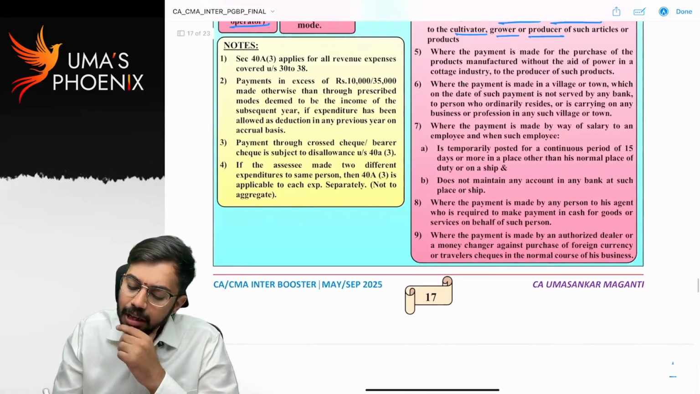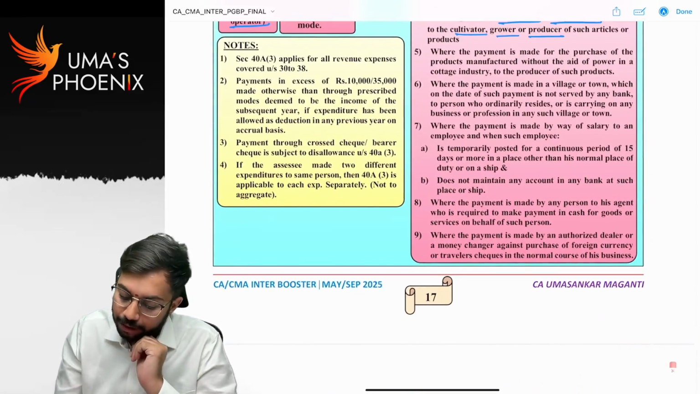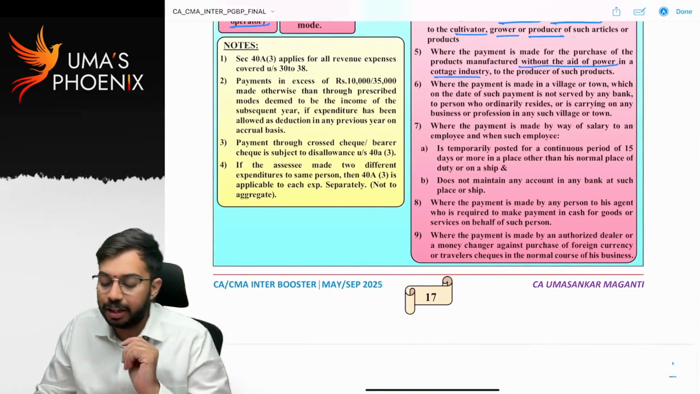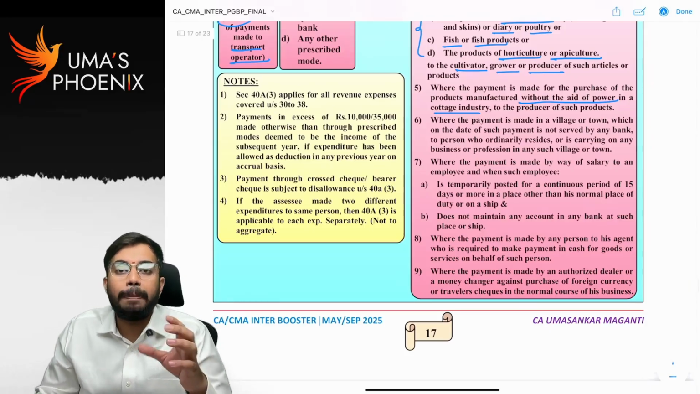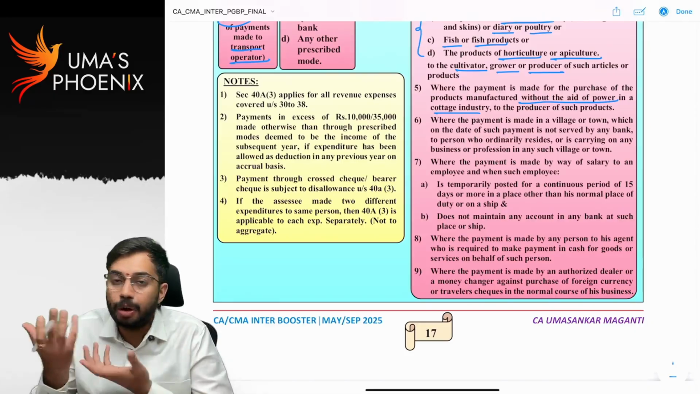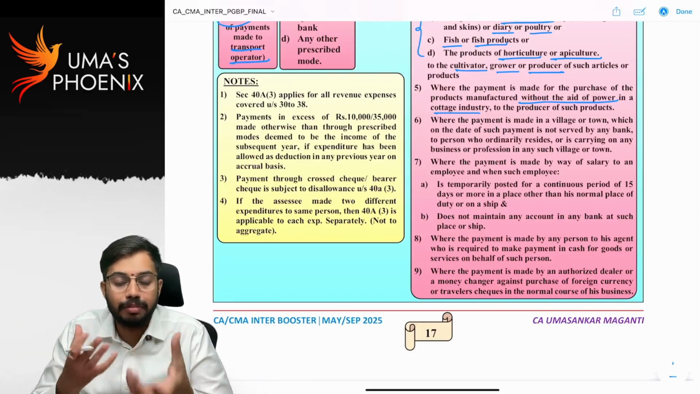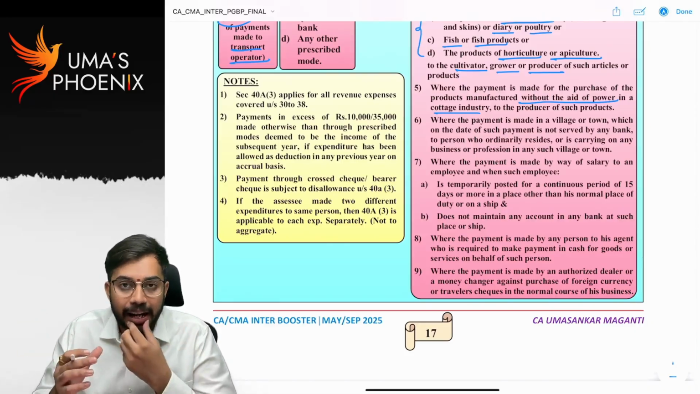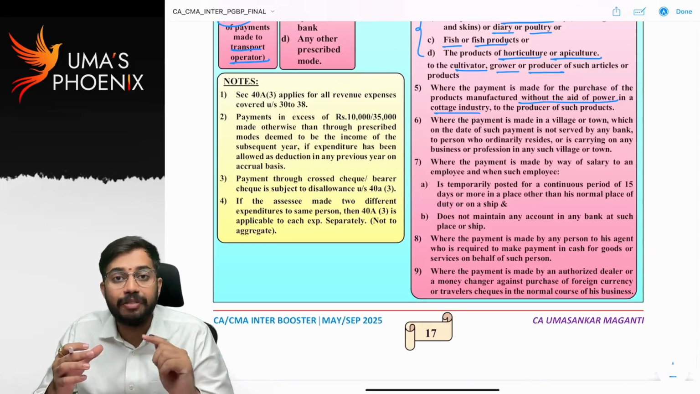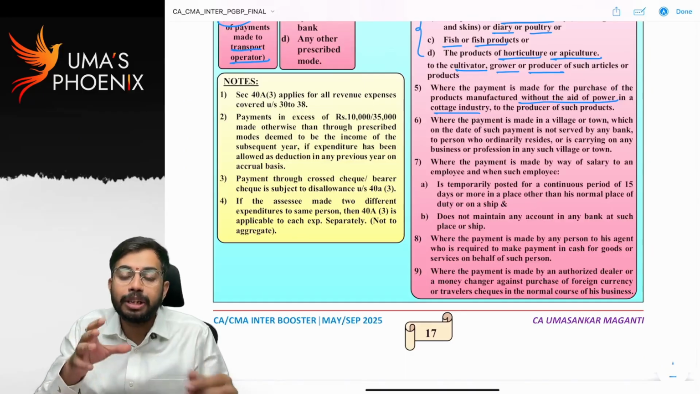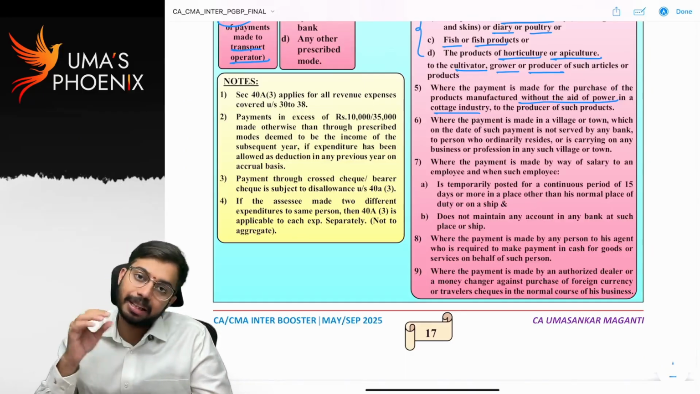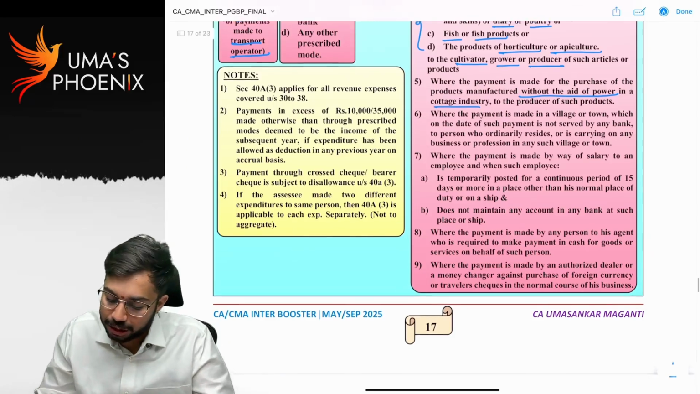Where payment is made for the purpose of purchase of products manufactured without aid of power in a cottage industry. See, I purchased handicrafts. Handicrafts are handmade products. There is no power that will be used in making of handicrafts. So whenever you are purchasing the products which are manufactured without aid of power, for purchase of those products, even though you make cash payment of more than 10,000 rupees, such expenditure is allowed as deduction.